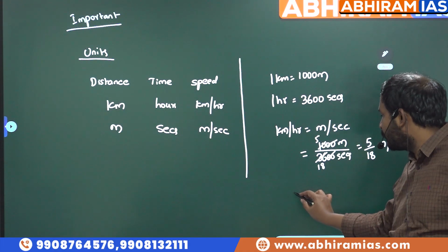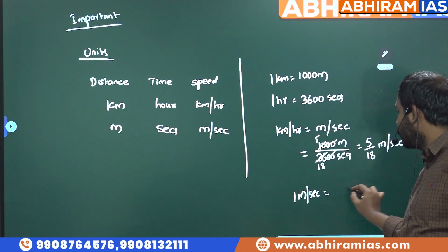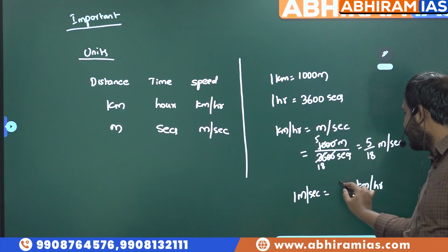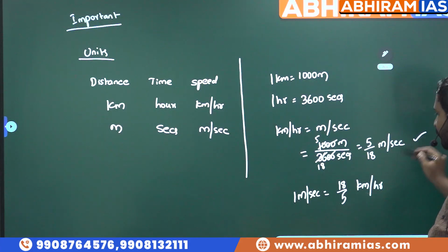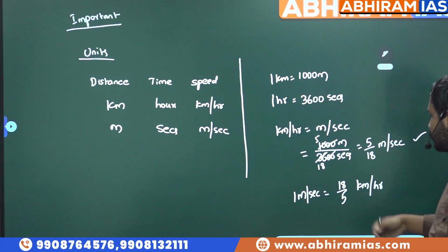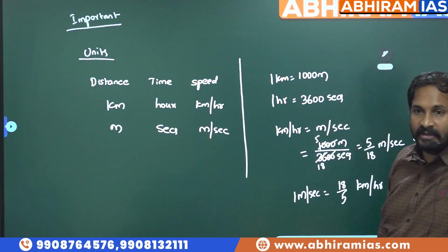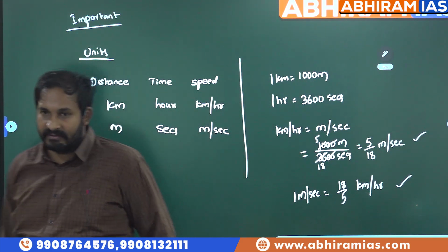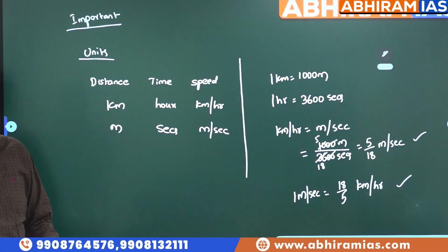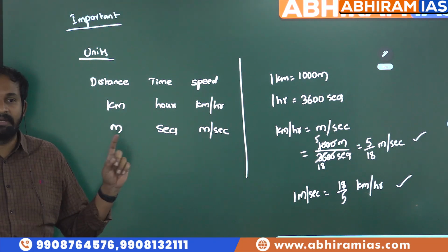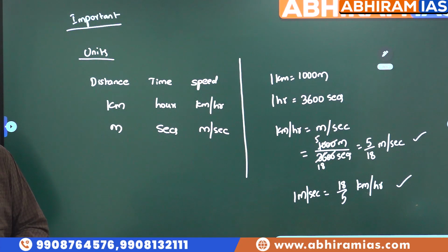Similarly, if I want to convert meter per second to kilometer per hour, what do I need to multiply? 18 by 5. Just inverse it. So to convert kilometer per hour to meter per second, we multiply with 5 by 18. To convert meter per second to kilometer per hour, we multiply with 18 by 5. Students, this unit conversion is very important for us. Later, while solving problems, it will play a key role.